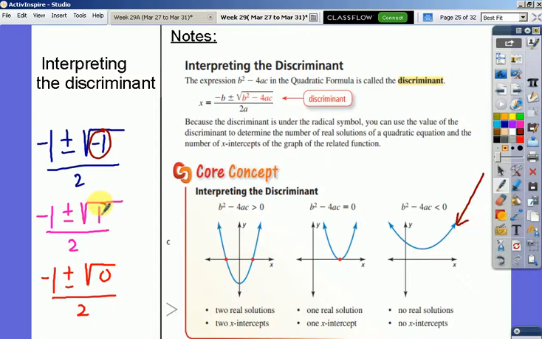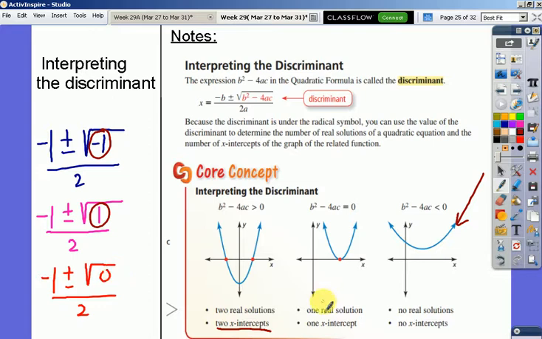Here, if I just have a positive value, I'm going to have two solutions: -1 plus 1 divided by 2 and -1 minus 1 divided by 2. Those are two distinct solutions, right? Therefore, I'll have two x-intercepts. Two solutions, two x-intercepts. Those solutions are where it crosses the x-axis, right? Now, if I have 0, isn't -1 plus 0 and -1 minus 0 the exact same number? Yes? That's why you would have only one solution.